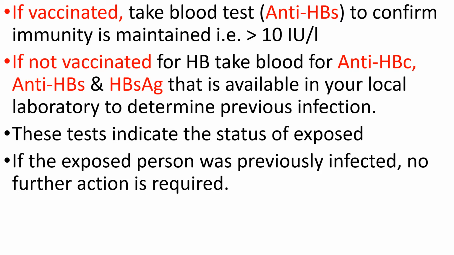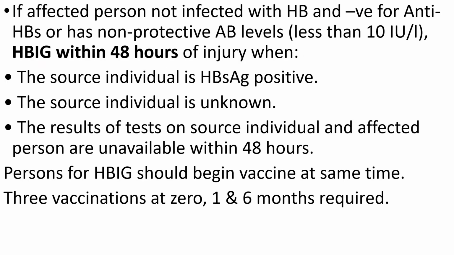If not vaccinated for HBV, take blood for anti-HBc, anti-HBs, and hepatitis B surface antigen, which are available in your local lab, to determine previous infection. These tests indicate the status of the exposed person. If the exposed person was previously infected, no further action is required. If the affected person is not infected with HBV and is negative for anti-HBs or has non-protective antibody levels less than 10 international units, give hepatitis B immune globulin within 48 hours of injury.